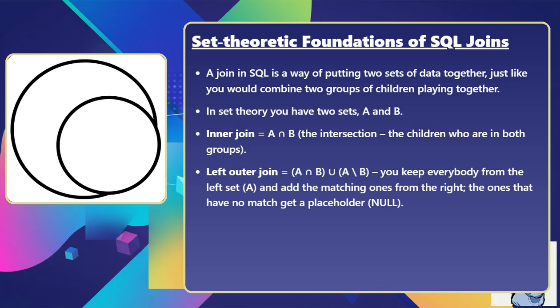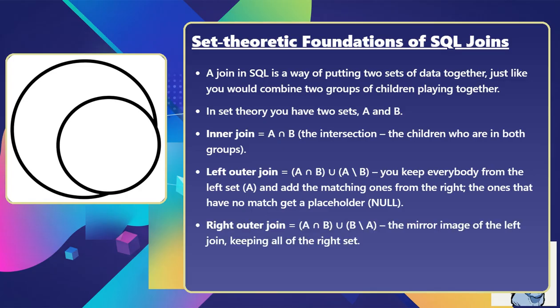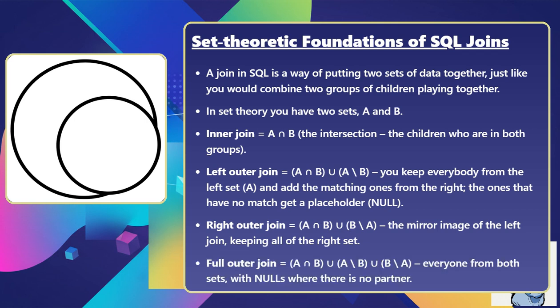Left outer join equals A intersect B union A minus B. You keep everybody from the left set A and add the matching ones from the right. The ones that have no match get a placeholder, null. Right outer join equals A intersect B union B minus A, the mirror image of the left join, keeping all of the right set. Full outer join equals A intersect B union A minus B union B minus A, everyone from both sets with nulls where there is no partner.